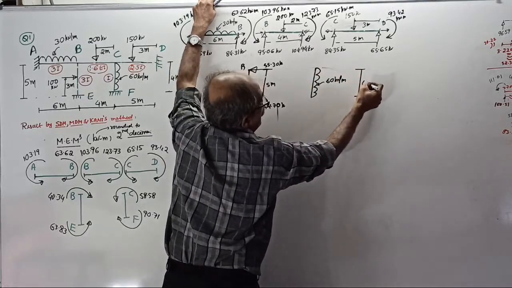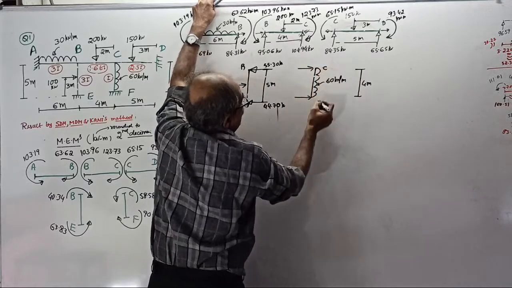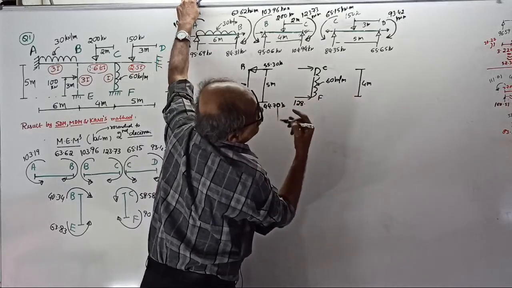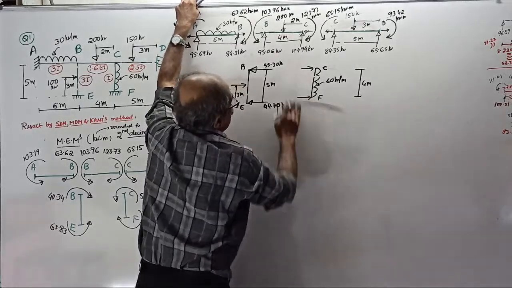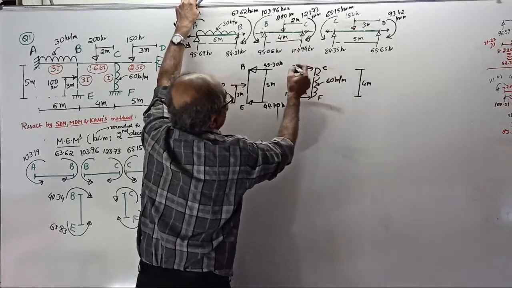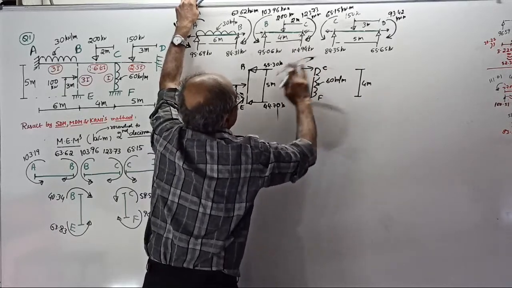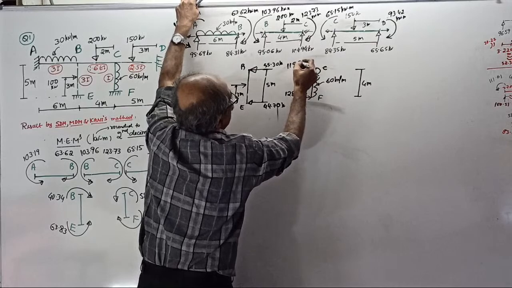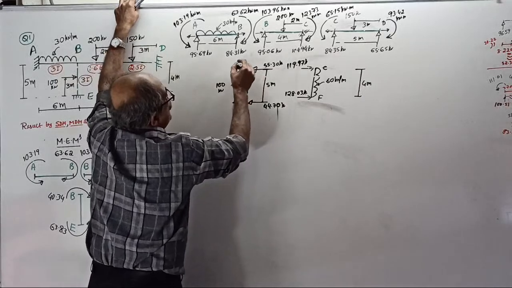I'll write here, space problem. And there's a reaction here and reaction here. This is your C, this is your F. This reaction we got 128.03 kilonewton. This reaction we got 119.97 kilonewton.